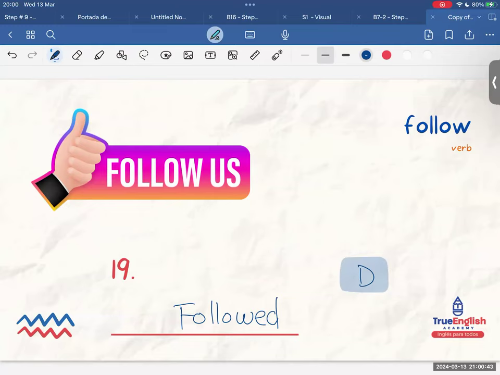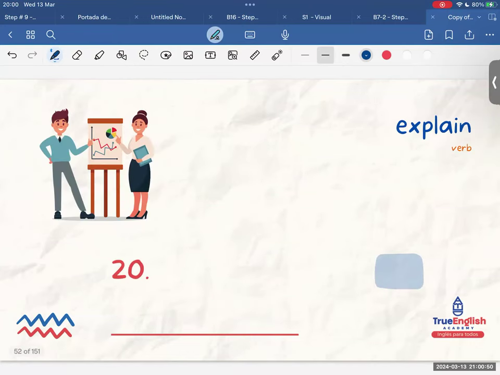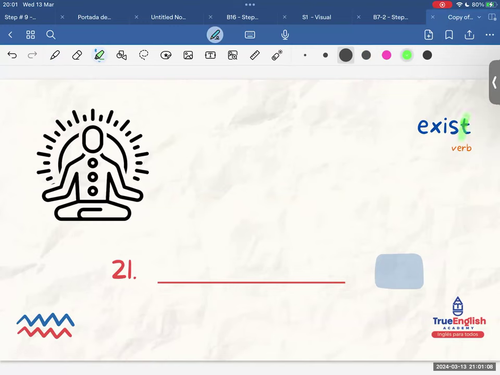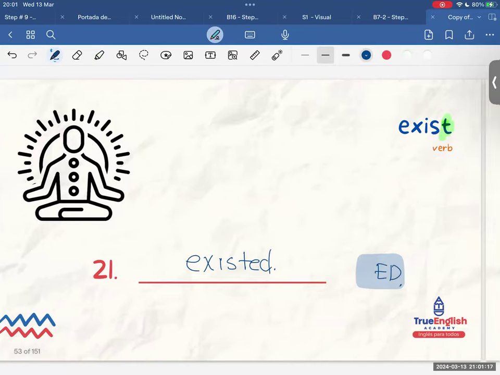Followed. ¿Entendimos ya aquí? ¿A la vibración? ¿Sí? Let's see. Explained, with D, porque la N vibra. 21. Existed. Because it finishes with T, ED. 22.